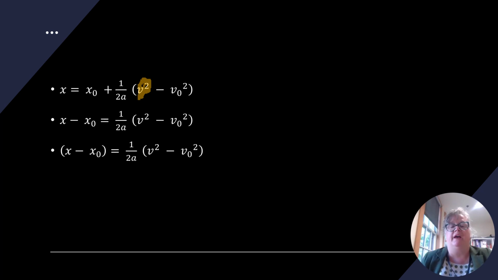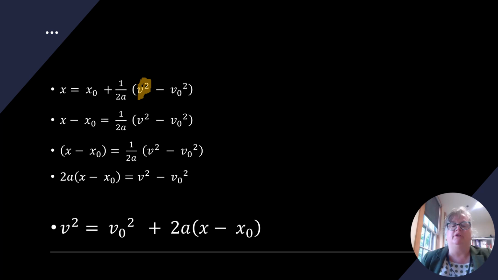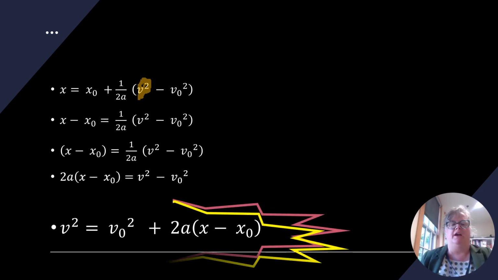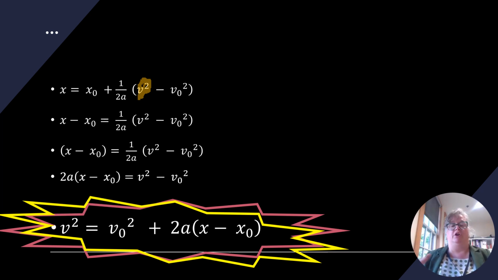So we're going to multiply both sides by 2a. Okay. And then we can move v initial squared to the opposite side by adding it to both sides, which will give us our final equation that v final squared is equal to v initial squared plus 2a times the quantity x final minus x initial, also known as the displacement. And so we now have developed all of our equations. Thanks.